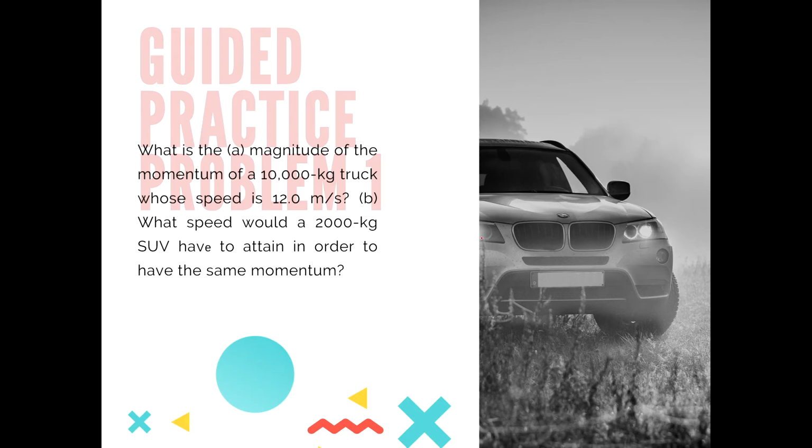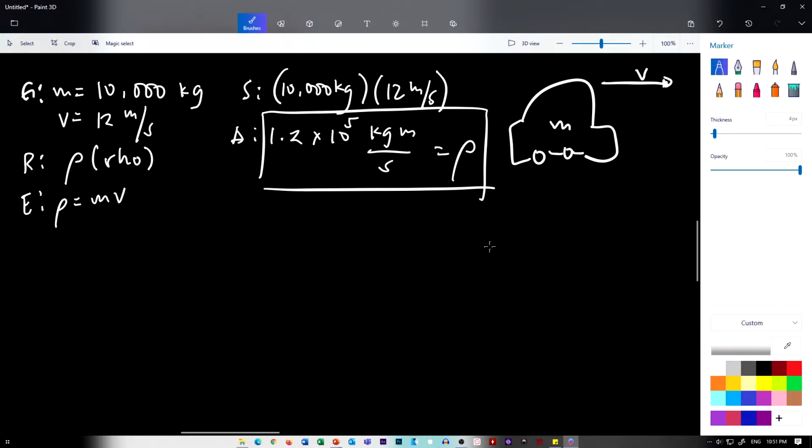Okay, as for our second problem, we're asked the velocity of a 2,000 kilogram SUV if we want to attain the same momentum. So for our second problem, we have a given momentum, right? That would be 1.2 times 10 raised to 5 kg m over s. Okay, and then we have a mass which is 2,000.